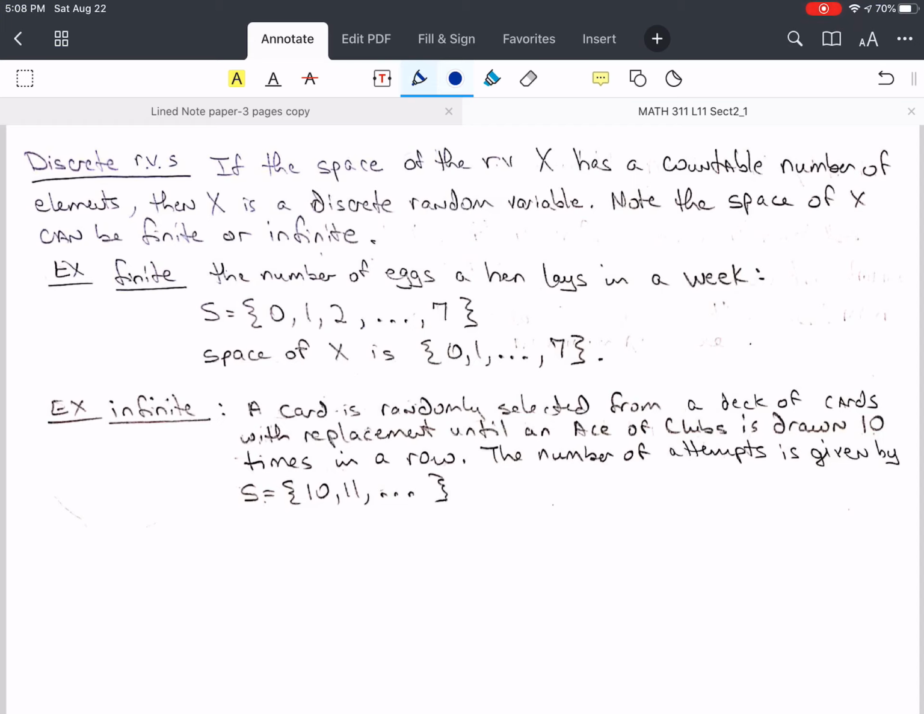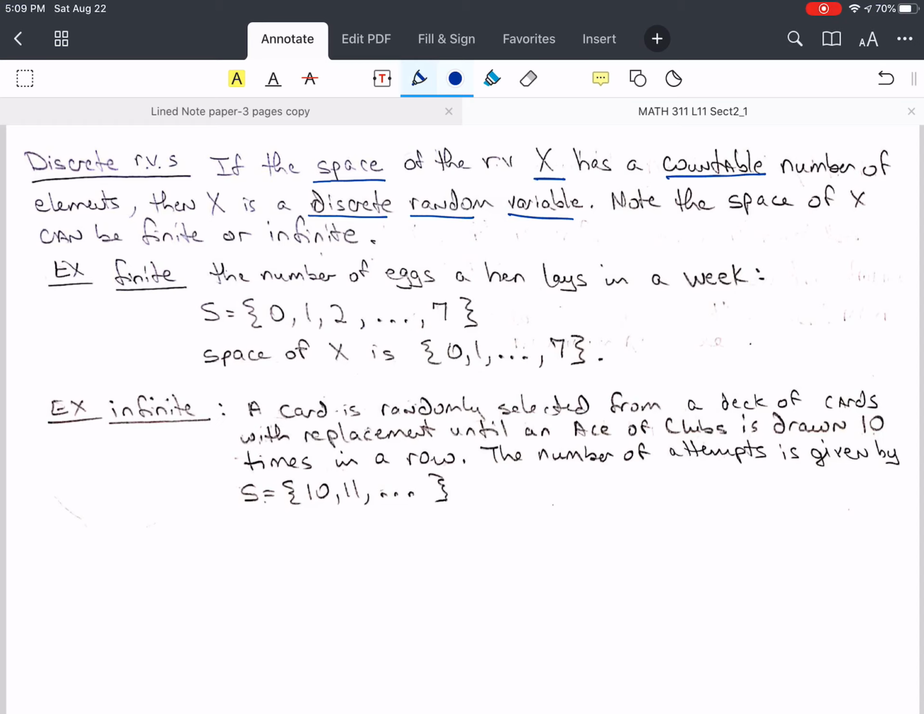So, discrete random variables. We've talked about a random variable. Now let's talk about the discrete random variable. In this case, if the space of X has a countable number of elements, then X is a discrete random variable. And please note that the space of X can either be finite or infinite.